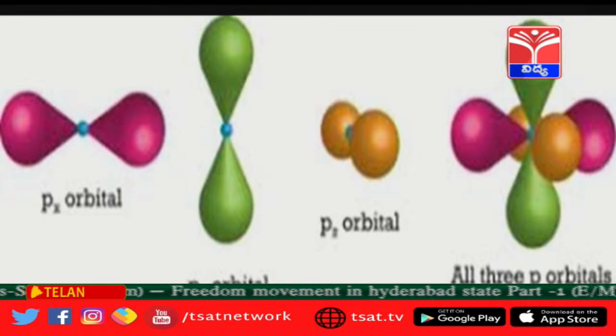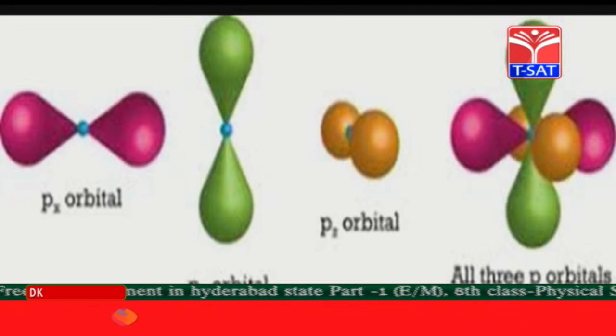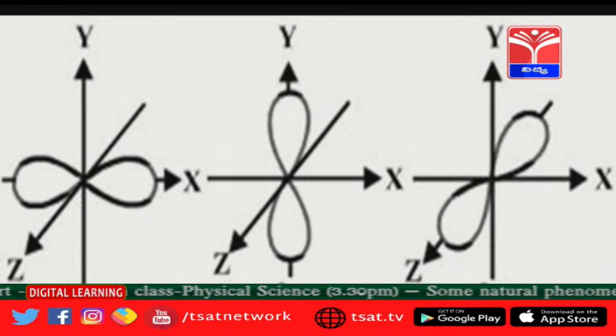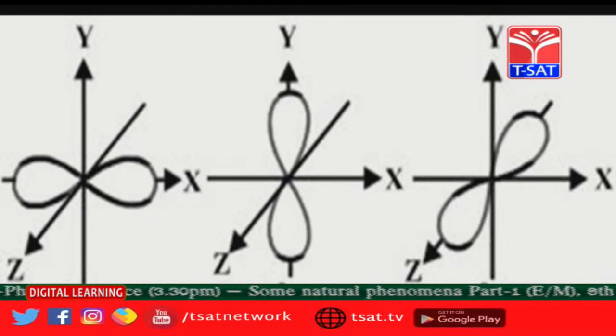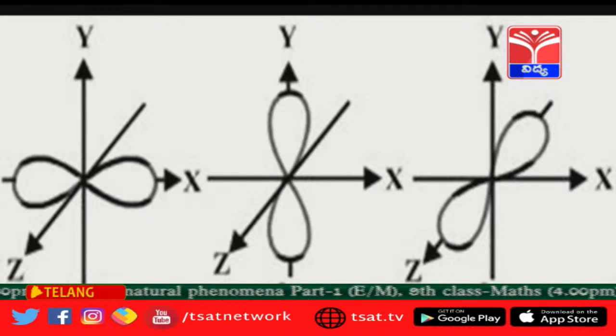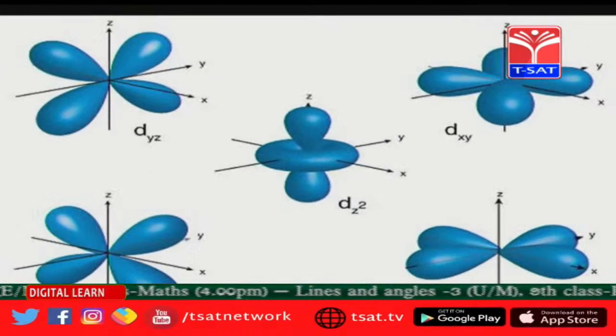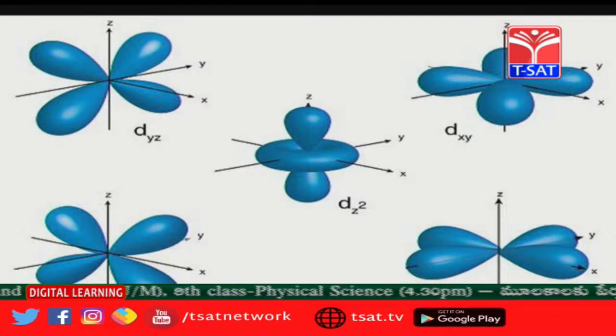So what is the shape of p orbital? It is dumbbell shape. You can draw like this. Simply whenever you want to draw, you can draw like this: px orbital, py orbital and pz orbital. Now go for shape of d orbital. D orbitals are double dumbbell shape.